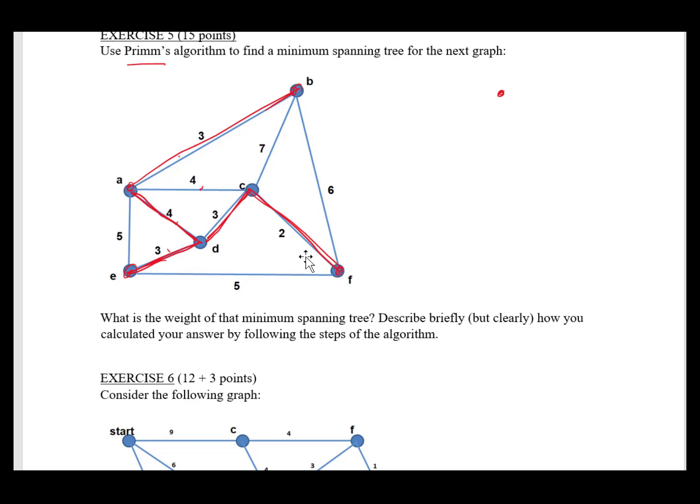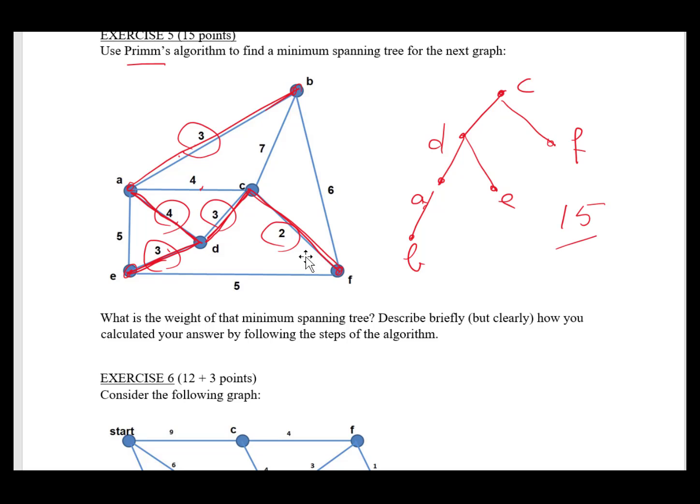And if we draw the tree, that would be C, we go to D and F, and from D we would go to A and E, and from A we would go to B. And also a minimum spanning tree, but now with the help of Prim. And the weight of this one would be 3 plus 4, 7, 10, 13, and 2 is 15. So a slightly different approach, giving us another minimum spanning tree.